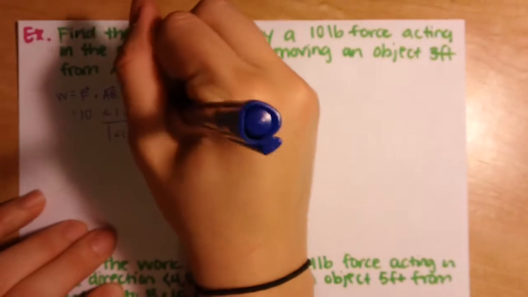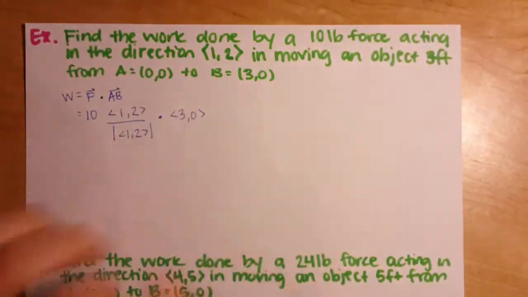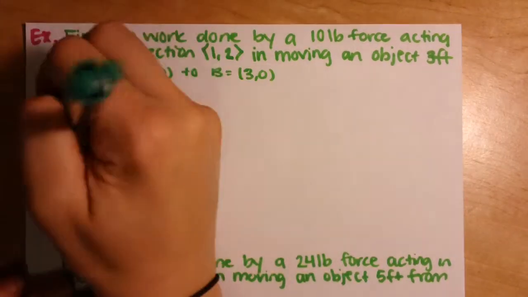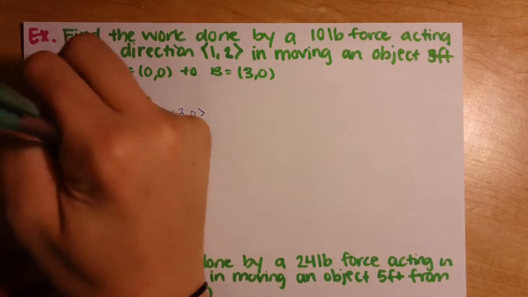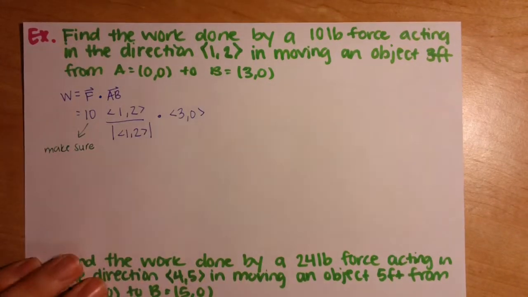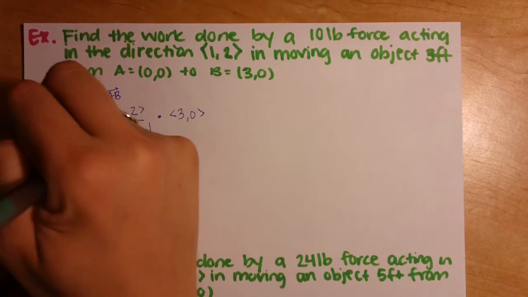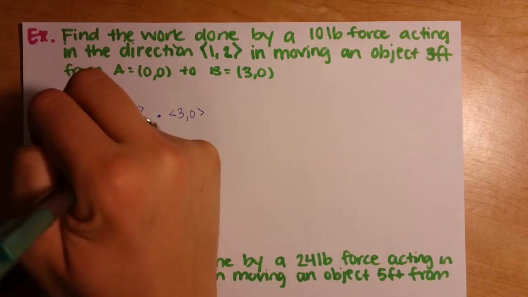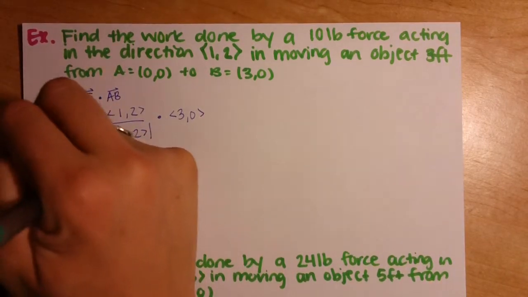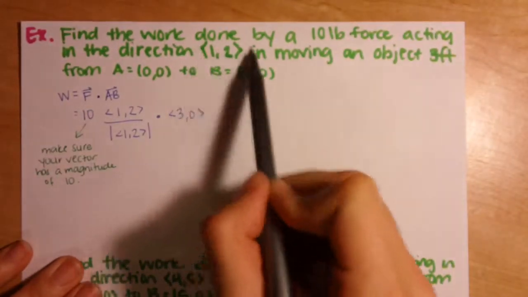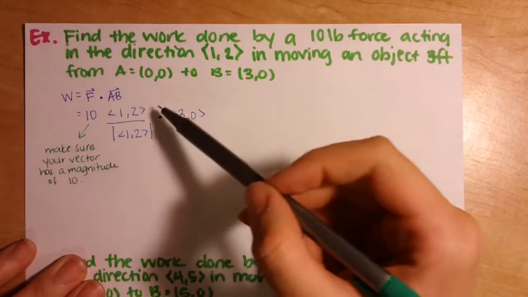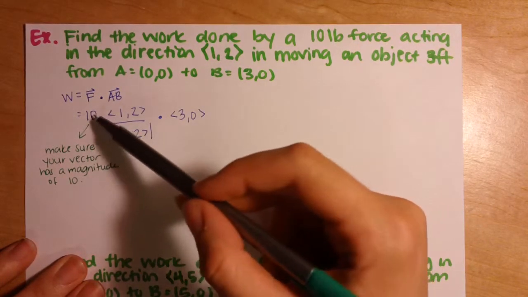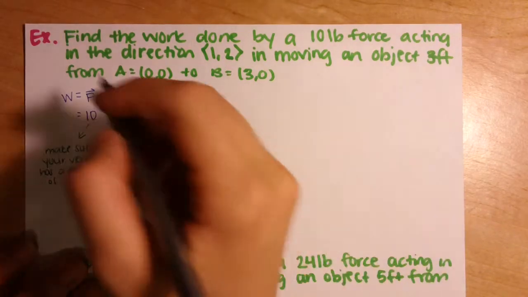And then we want to go in the moving from 0, 0 to 3, 0. So what this is saying is you want to make sure your vector has a magnitude of 10. So the way I did this is I wanted to make sure this vector had a magnitude of 10, so I took it and made it a unit vector, and then the force was 10. So this is my force, and this is the direction of my force.